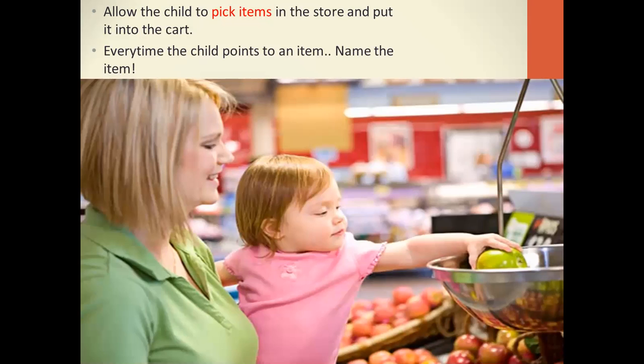So you can allow the child to pick objects or items, and maybe fruits. If you're working on fruits, just take them to the fruit section, pick out the grapes, pick out the apple. Whatever you're working on, you can ask the child to pick that item, and name the item when the child is picking. Whatever the child is picking, just name the item.